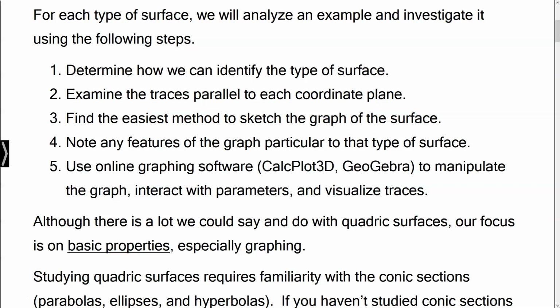Find the easiest method to sketch the graph of the surface. So for each one, there's a certain way that you can go about to kind of sketch it the easiest. Usually what that means is you're going to look at one set of traces. So you're going to say, I'm going to take the trace in one of the coordinate planes and then see how those traces change as I move up and down in the direction of the axis. And there's usually one axis that works the easiest. We're going to note any features of the graph particular to the type of surface. So some of them do have some particular features.